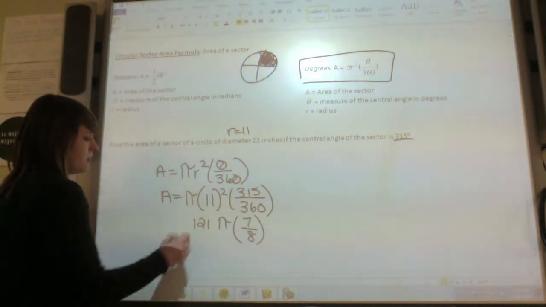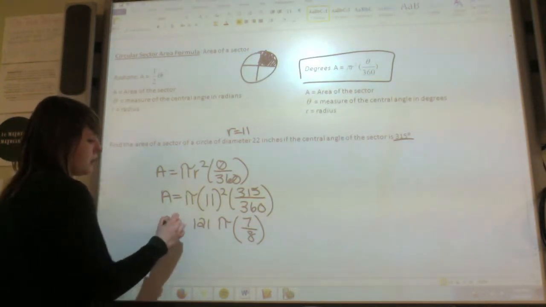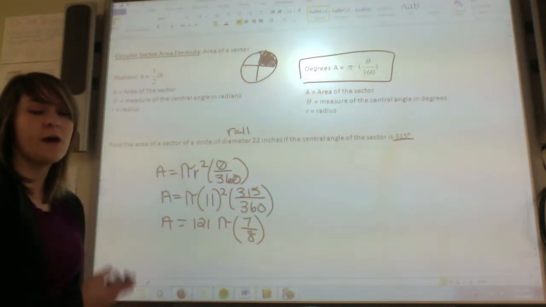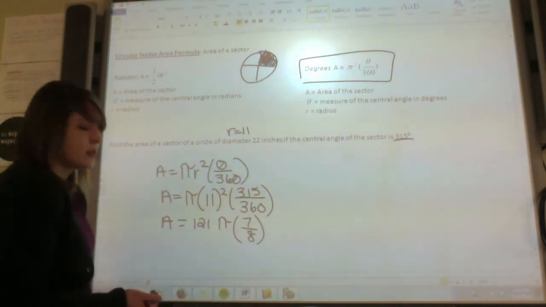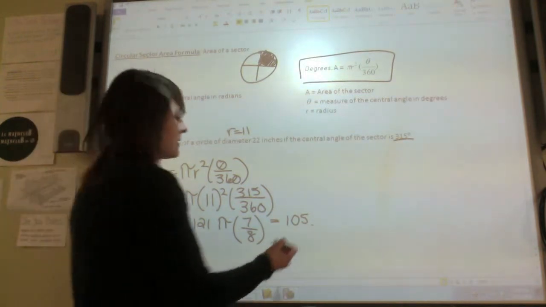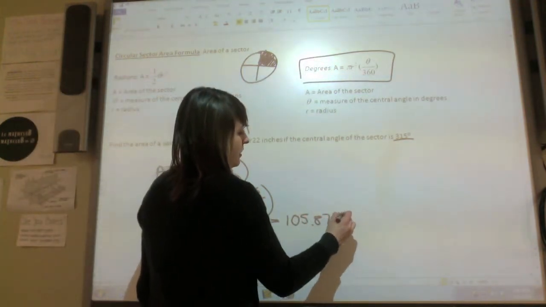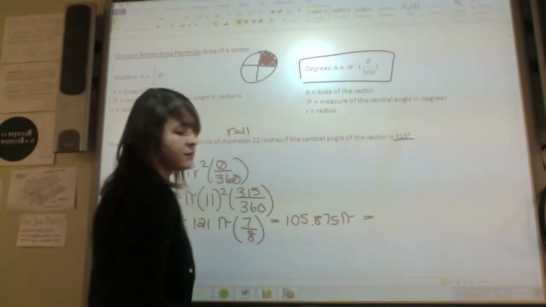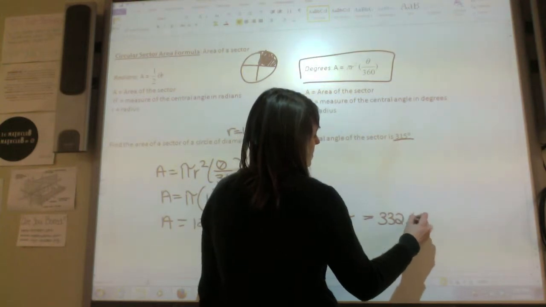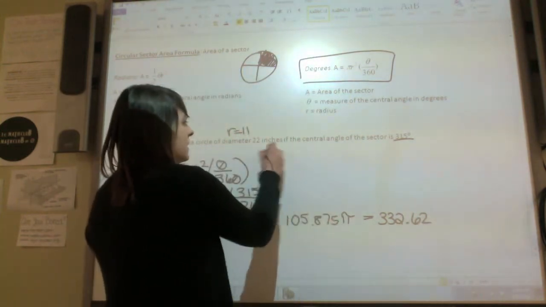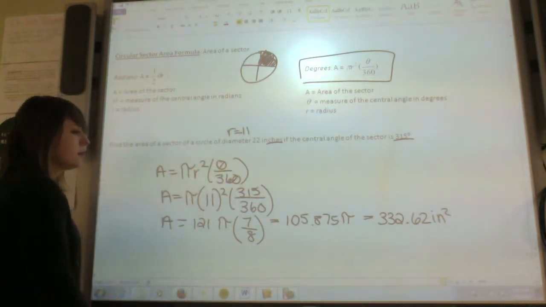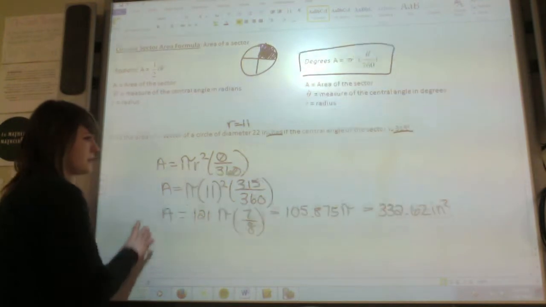Okay, so my area here, you can just leave it like that. Again, in the book, it's going to actually calculate it out for you. So you would get 105.875 pi if you want to leave it in terms of pi, or if you actually multiply the pi through, you get 332.62. And that was in inches squared, because it's area. Okay, so that is everything for that section.